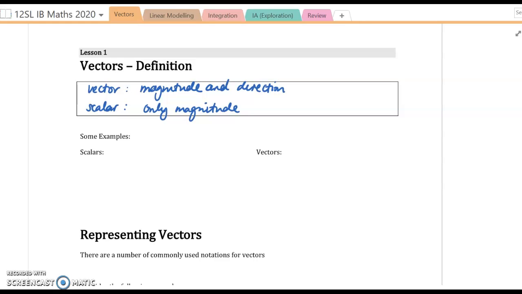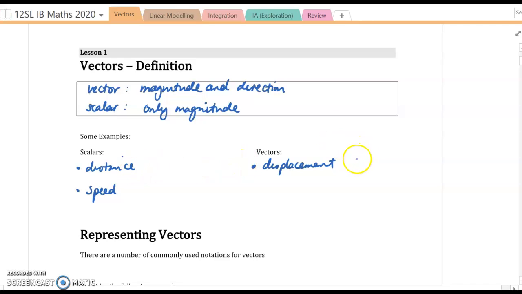Hello Year 12. So this is an introductory lesson to vectors. You can see I've already written here what exactly a vector is. It is essentially any measurement with a magnitude and a direction, whereas what we call scalar only has a magnitude. So to put it into some context, some scalar examples would just be distance and speed, whereas our vector quantities would be displacement. Now you might think, what's the difference between displacement and distance?